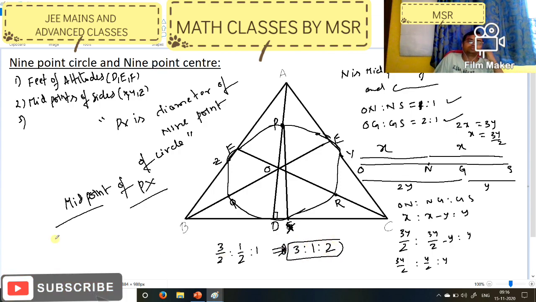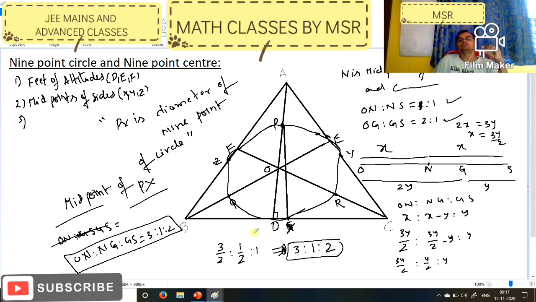So the ratio ON is to NG is to GS is equal to 3 is to 1 is to 2. So this point also we got. ON is to NG is to GS is 3 is to 1 is to 2. So this relation also we got.